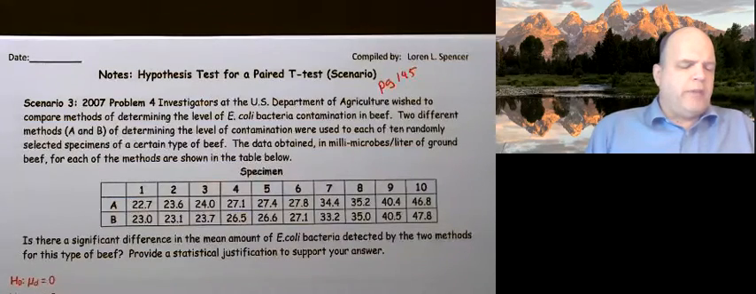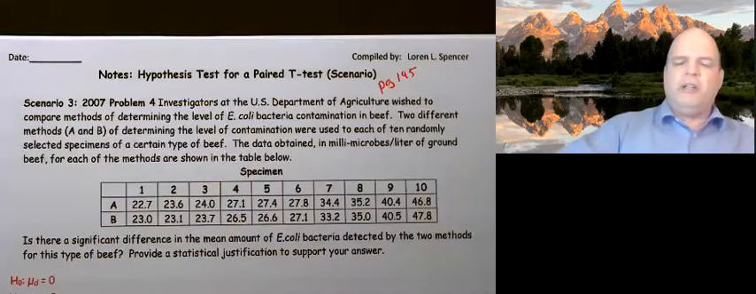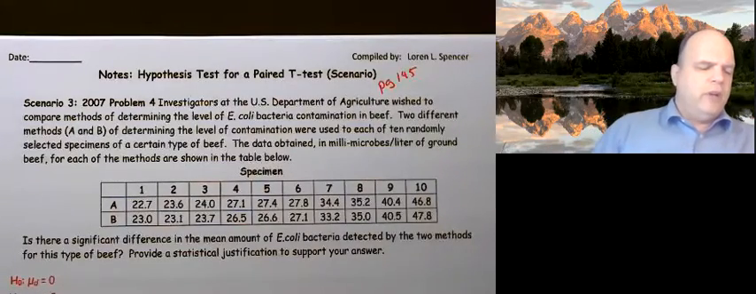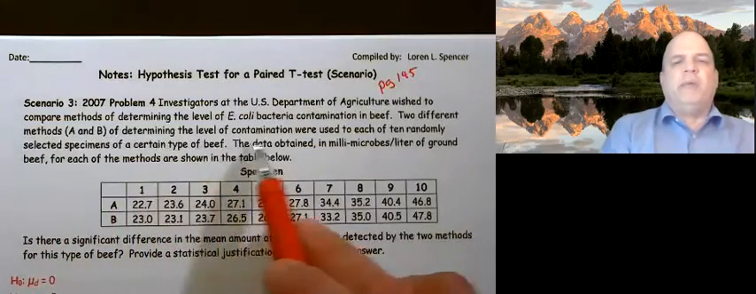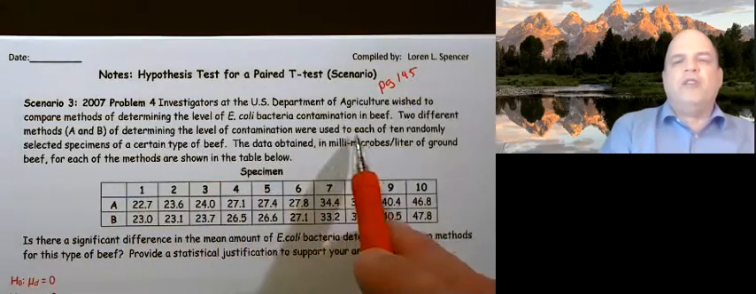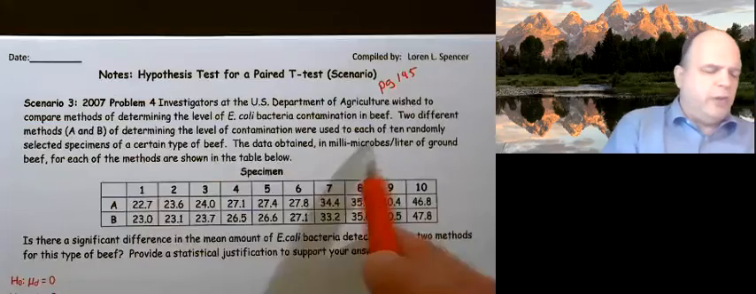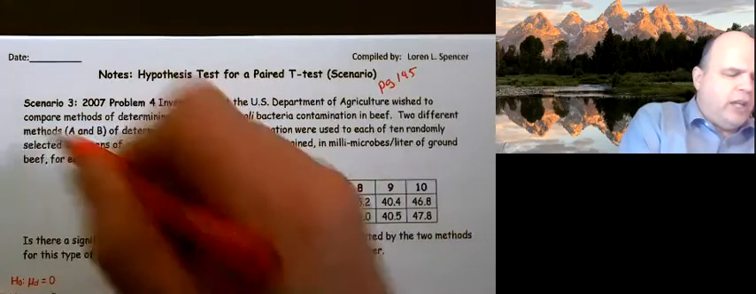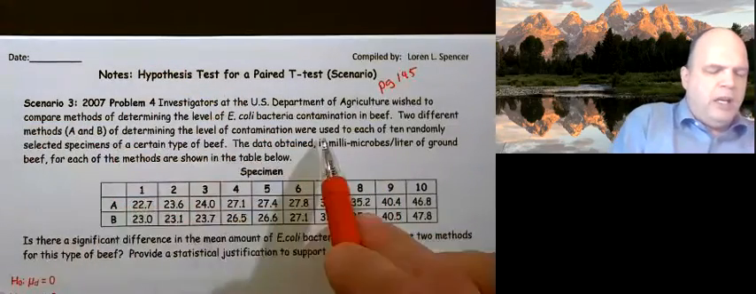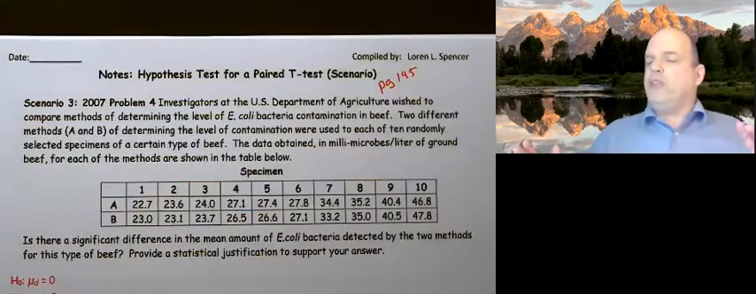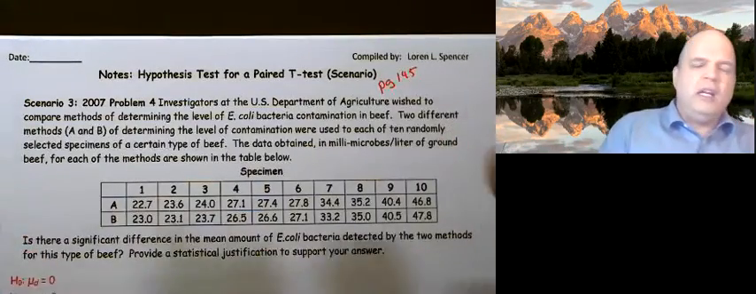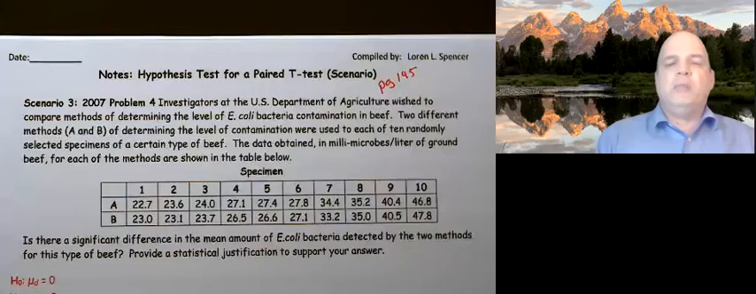Investigators at the U.S. Department of Agriculture wish to compare methods of determining the level of E. coli bacterial contamination in beef. Two different methods, A and B, of determining the level of contamination were used on each of 10 randomly selected specimens. So basically what we're saying is we used both A and B on each. That means they were tested twice. Because they're tested twice, it could be a paired test.